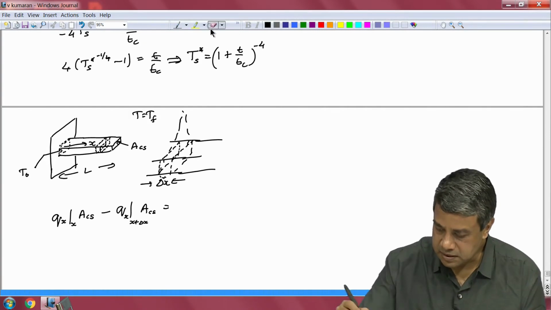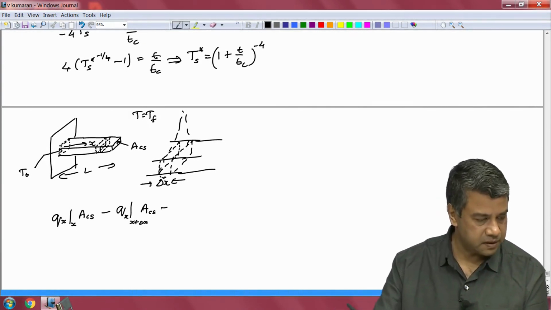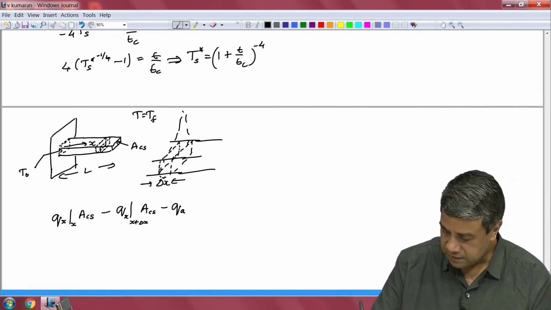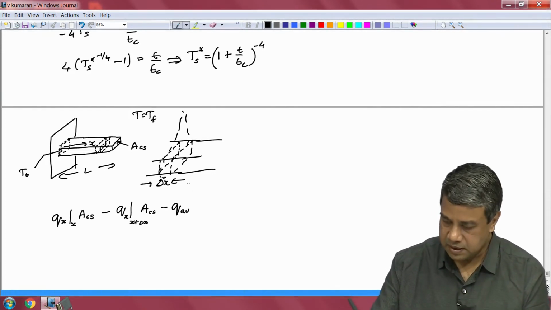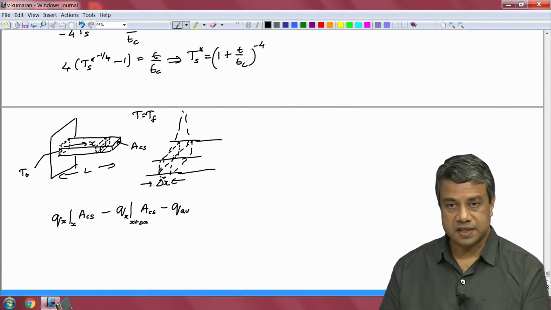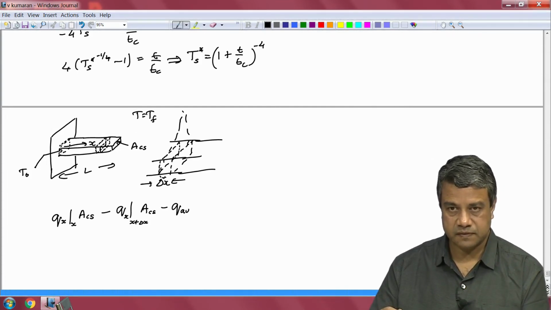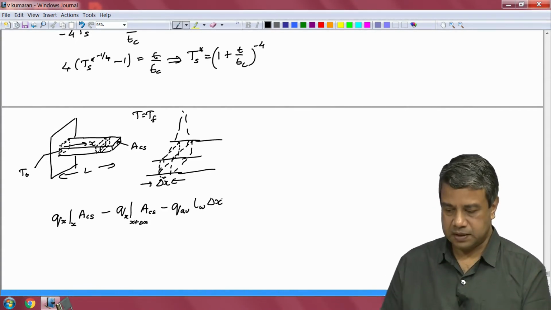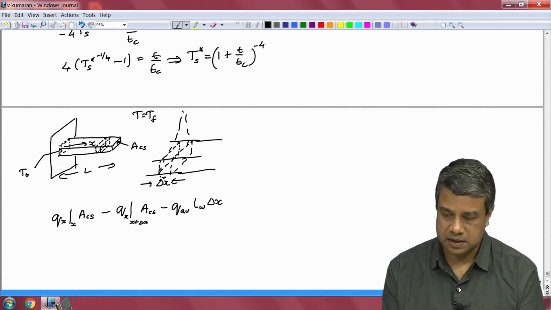And the energy that is leaving due to natural convection from the surface of the film is going to be equal to minus the average flux due to natural convection times the surface area of the film. The surface area of the film is equal to the wetted perimeter times delta x.